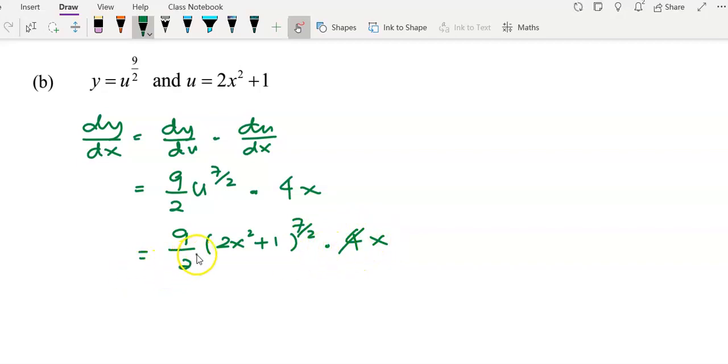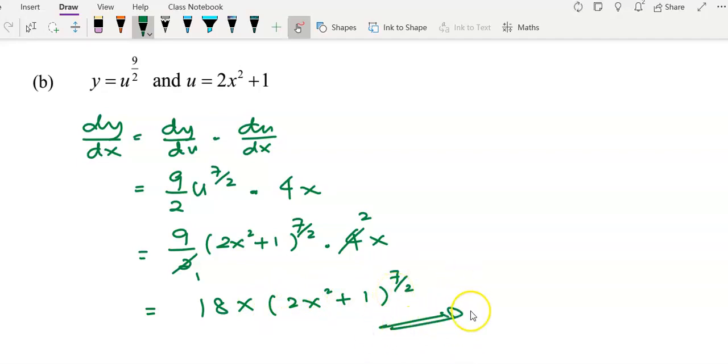So here we can see that the 2 can be cancelled off and we have 18x(2x squared plus 1) to the power of 7 over 2. Alright, so this is my answer.